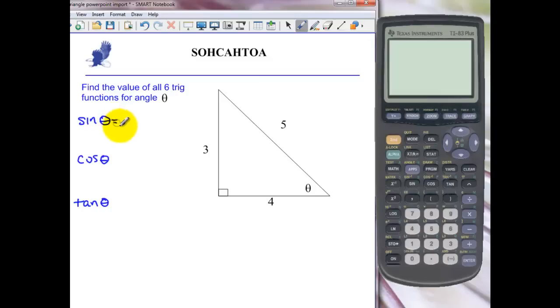So on our problem, sine is opposite over hypotenuse, so 3/5. Cosine is adjacent. The 4 is adjacent, touching the angle, so 4/5. And the tangent is the opposite over the adjacent.